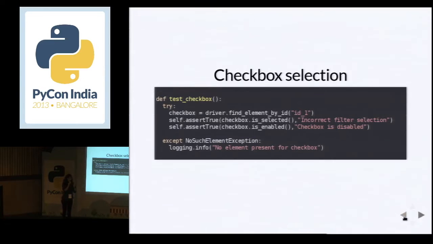is_selected is a method provided that tells whether that particular checkbox is selected or not, and is_enabled tells whether that particular checkbox is enabled or disabled.